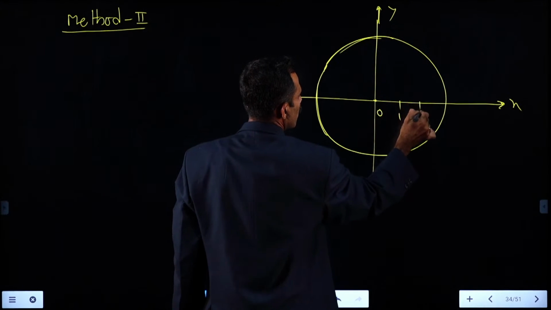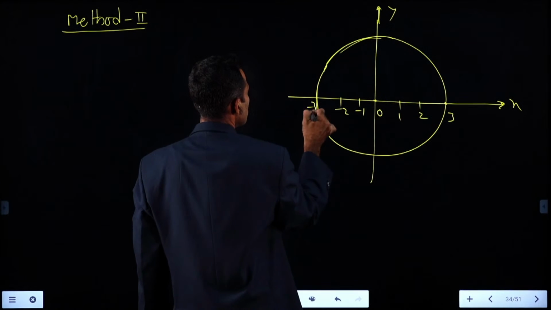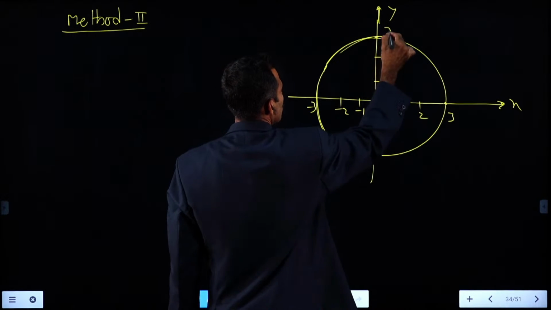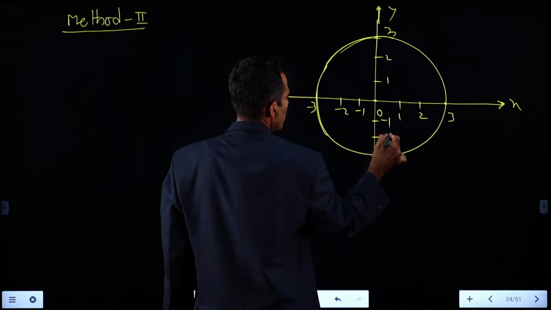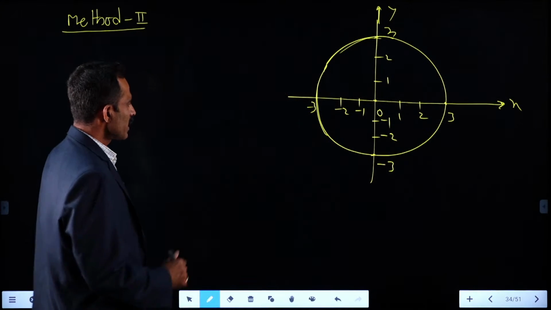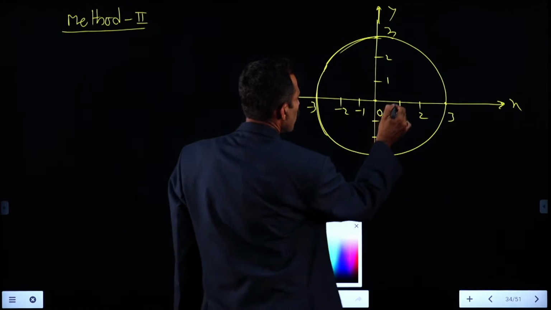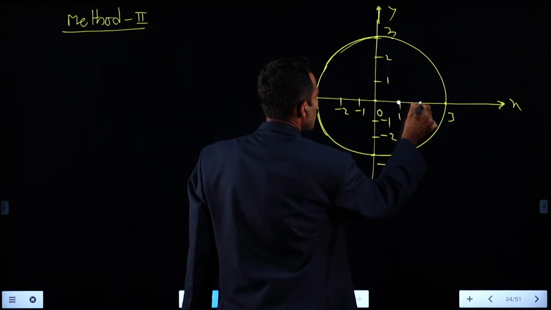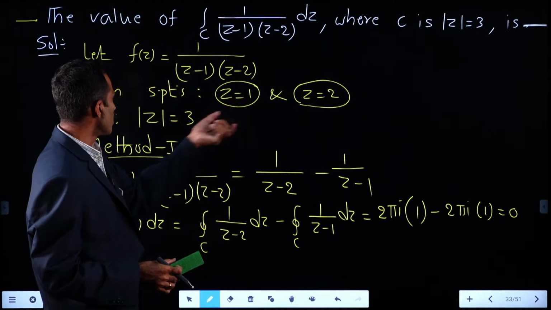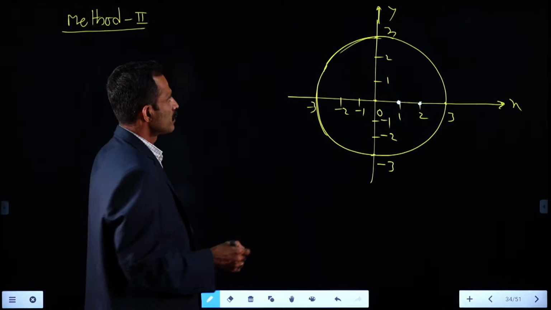Zero, 1, 2, 3, minus 1, minus 2, minus 3, 1, 2, 3, minus 1, minus 2, minus 3 only. Our singular points are 1 and 2 only. 1 is one singular point and 2 is another singular point. The function has two singular points, 1 and 2, both lying inside the region only.